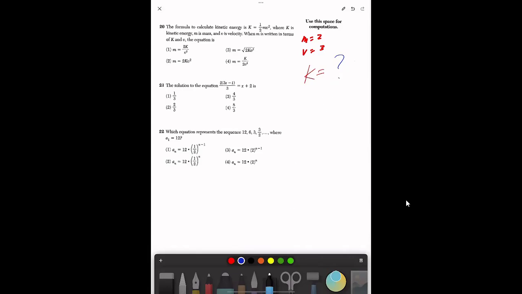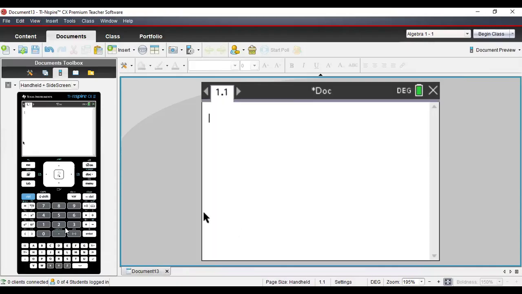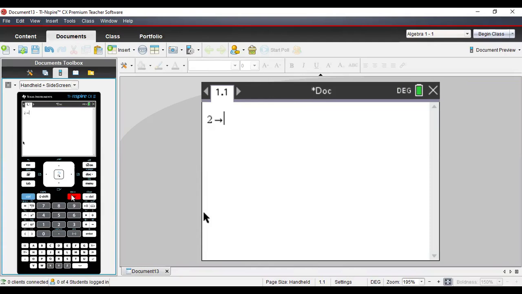So let's go. I need the calculator now. First thing, I'm going to store 2 into the letter M. Where is M? This is hard for me to see. All right. And then I'm going to do 3, and store that into V. Where is V? Is this V? Nope, that's not V. Where is V? Right here. Press enter.